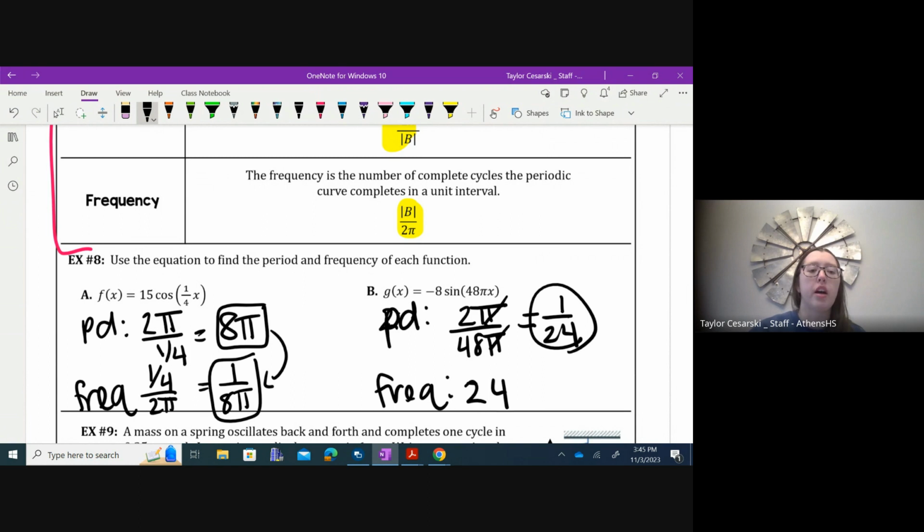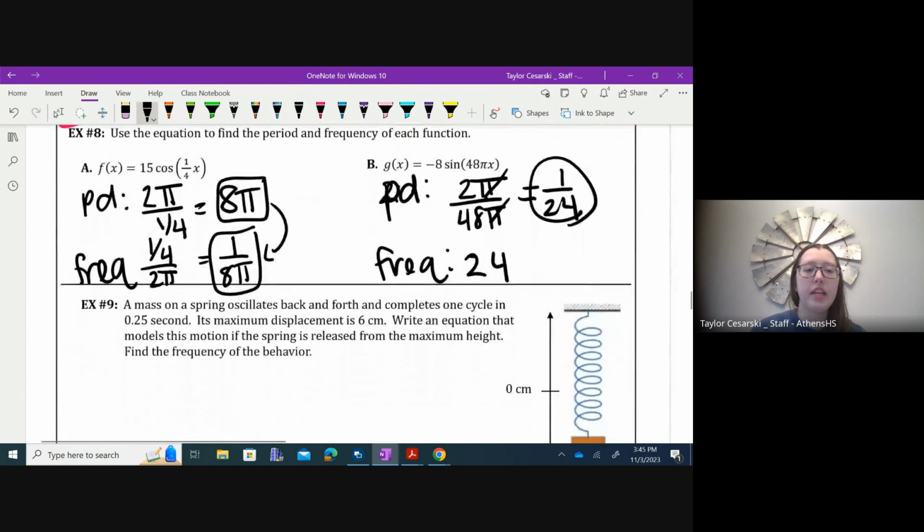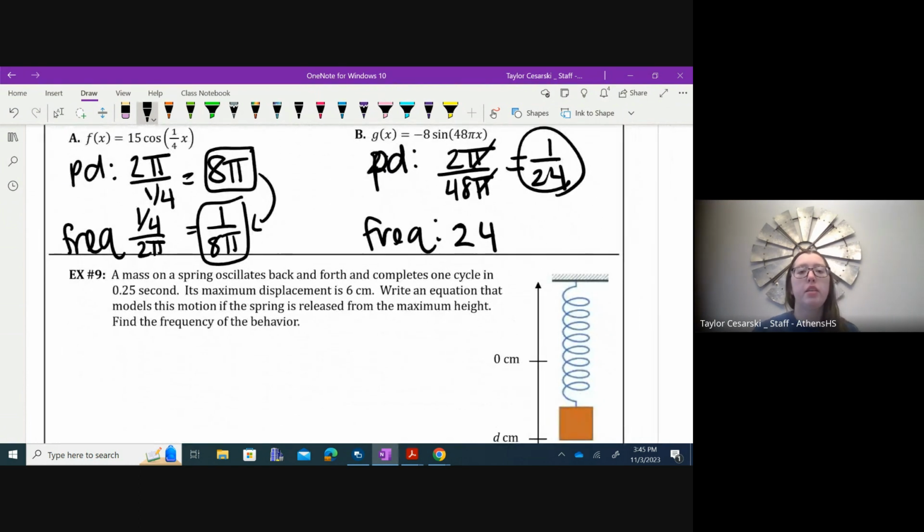So let's do one in context. Example 9, it says it completes 1 cycle. A mass on a spring oscillates back and forth and completes 1 cycle in 0.25 seconds. Its maximum displacement is 6 centimeters. Write an equation that models this motion if the spring is released from the maximum height. Find the frequency of the behavior. So I'm just going to find the frequency. We'll get to writing the full equations in the next lesson.